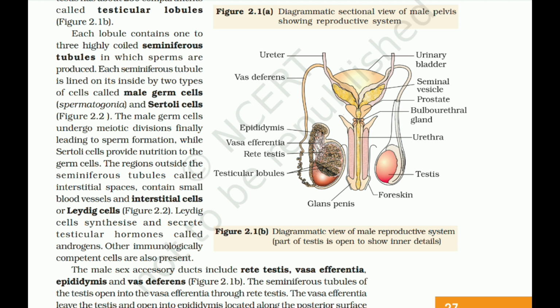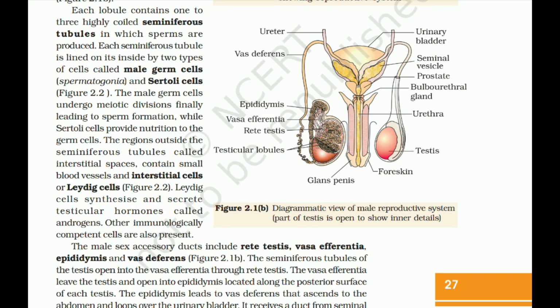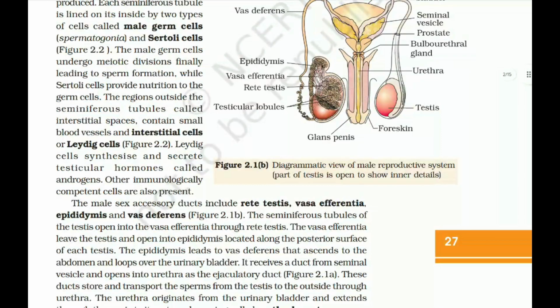The regions outside the seminiferous tubules called interstitial spaces contain small blood vessels and interstitial cells or Leydig cells. Leydig cells synthesize and secrete testicular hormones called androgens. Other immunologically competent cells are also present.